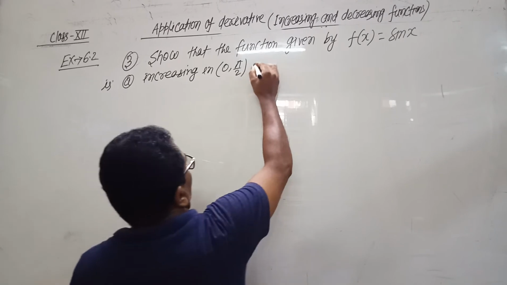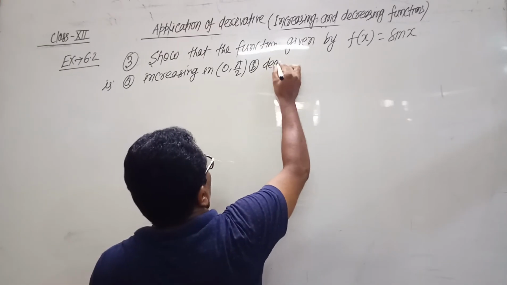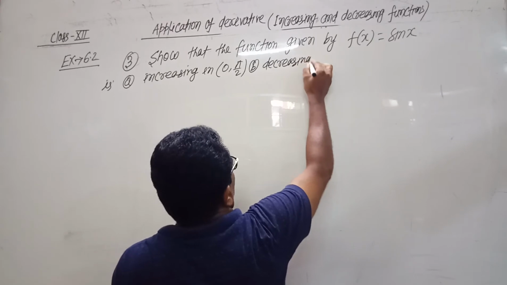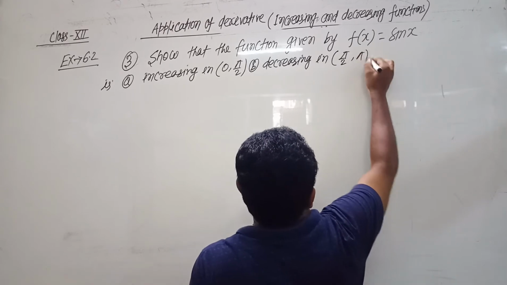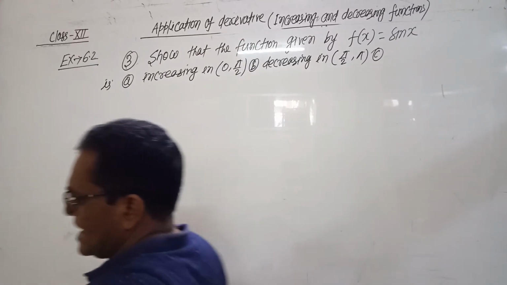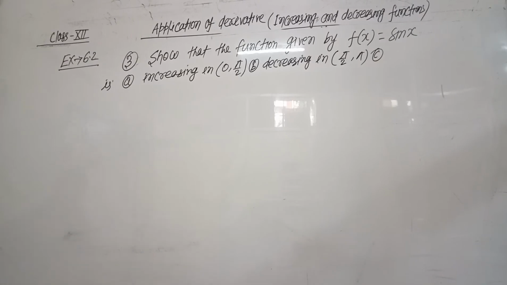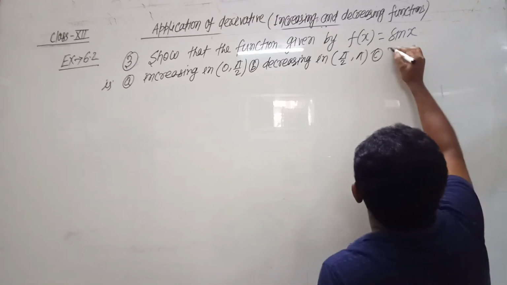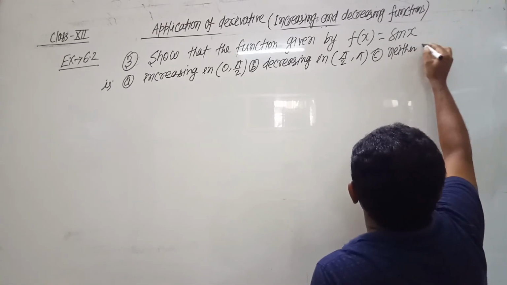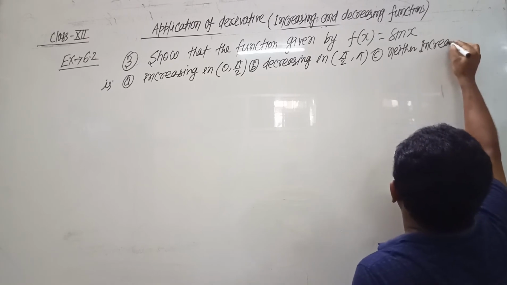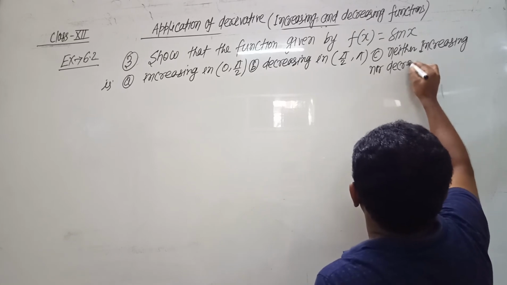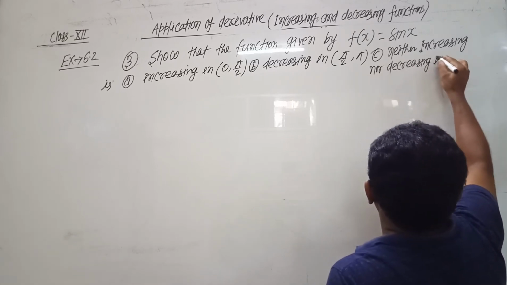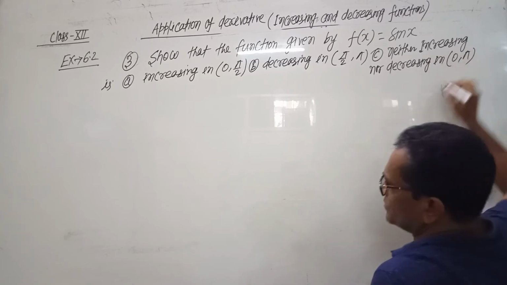B part, decreasing in the open interval pi by 2 to pi. And C part, neither increasing nor decreasing in the open interval 0 to pi.